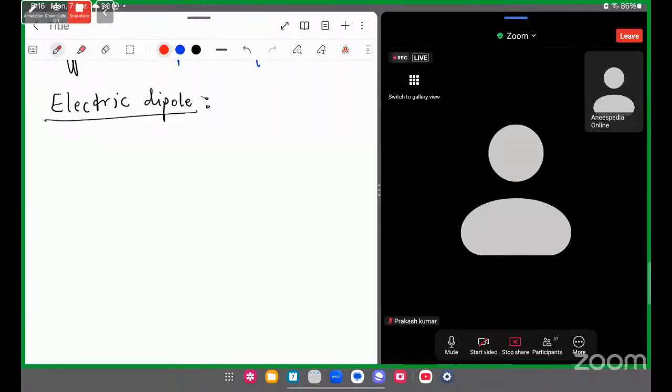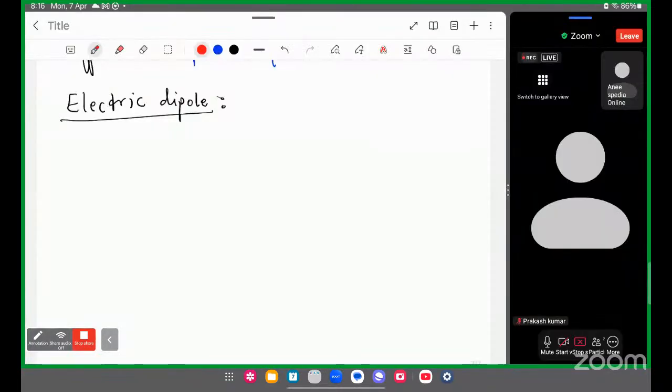Before that, there is an interesting concept which is known as electric dipole. Sir, the screen is not visible. Screen is not visible. Now, yes sir, it is visible right now. Okay, what is electric dipole?